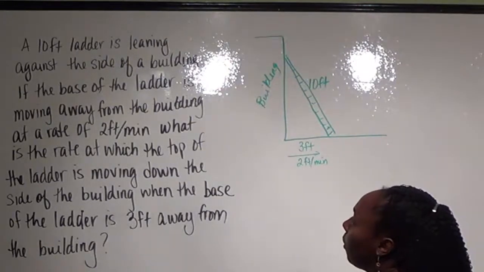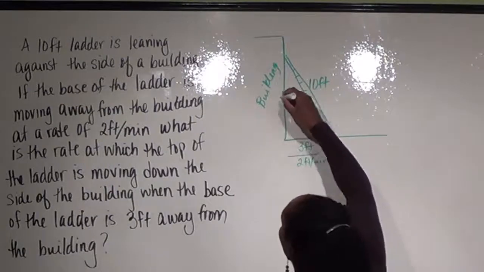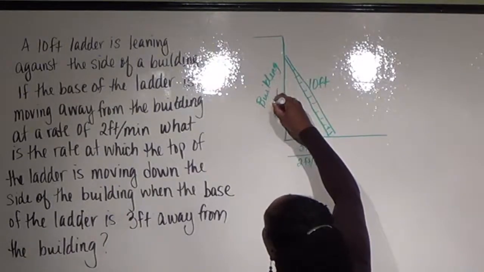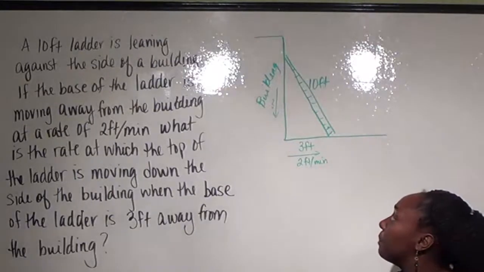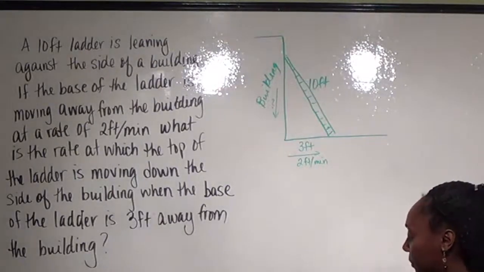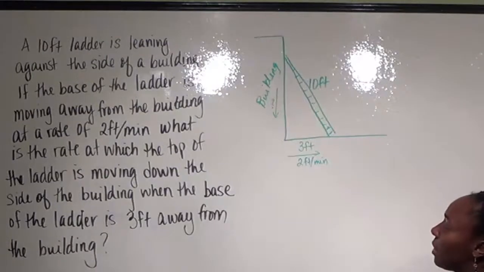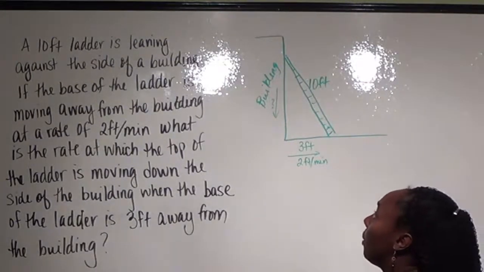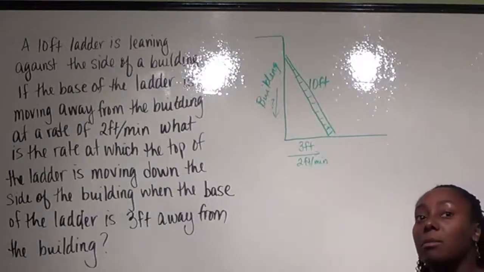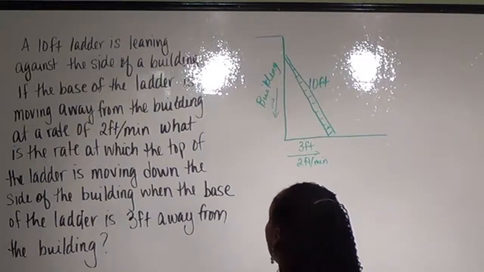Okay. We want to know the rate the ladder is moving down the side of the building. Okay. So in this case, again, we need to set up an equation. So we've got 3 sides of a triangle, and again, we can think of it as a right triangle.